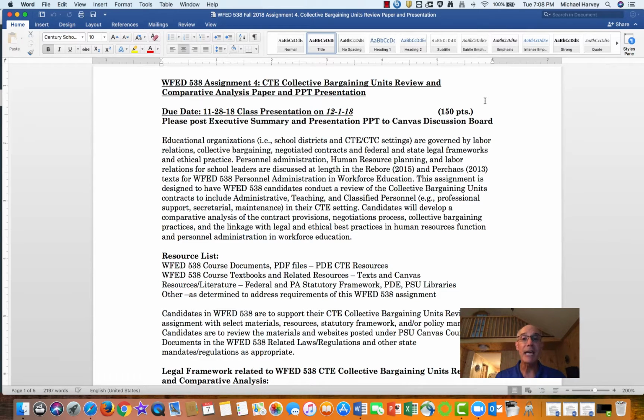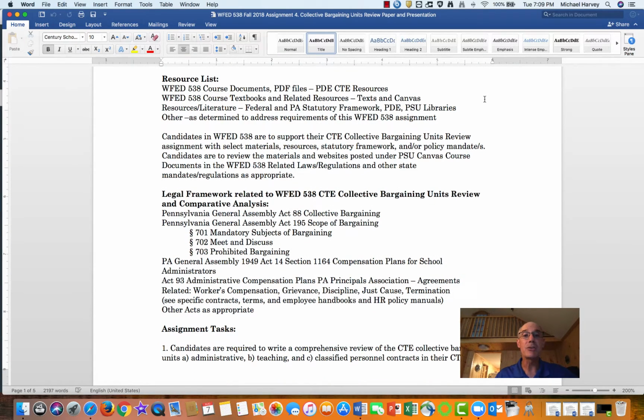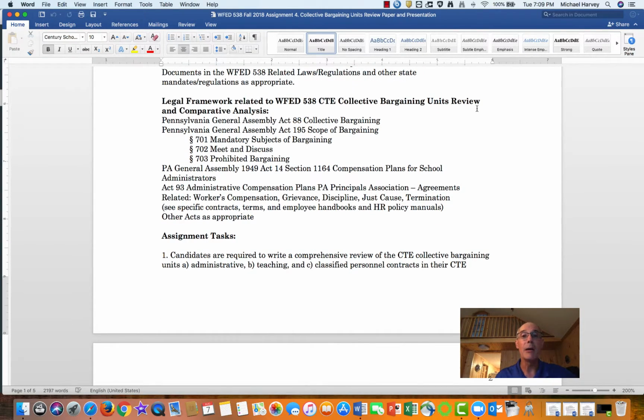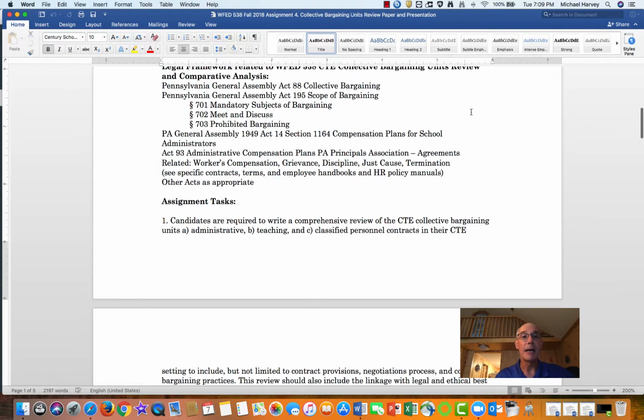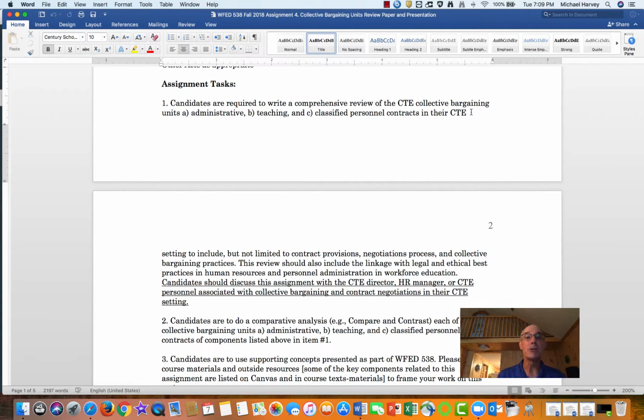Candidates will develop a comparative analysis contrasting the provisions, the negotiations process, collective bargaining practices, and the linkages with legal and professional frameworks for these HR functions associated with collective bargaining. I will provide a cross-articulated list for candidates to look at, but there are a variety of resources that I suggest you review as part of this assignment. There are significant legal frameworks involved in the scope of this assignment, and I've suggested particular sections for you to review. I would also suggest that you speak with your CTE director and also your HR personnel manager or other appropriate member within your CTE organization on this assignment.